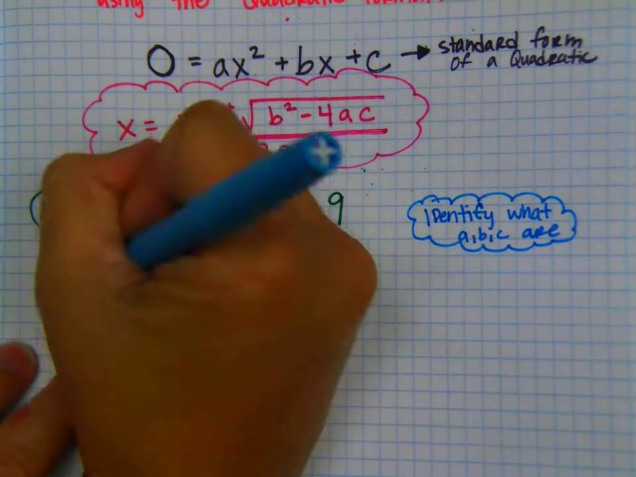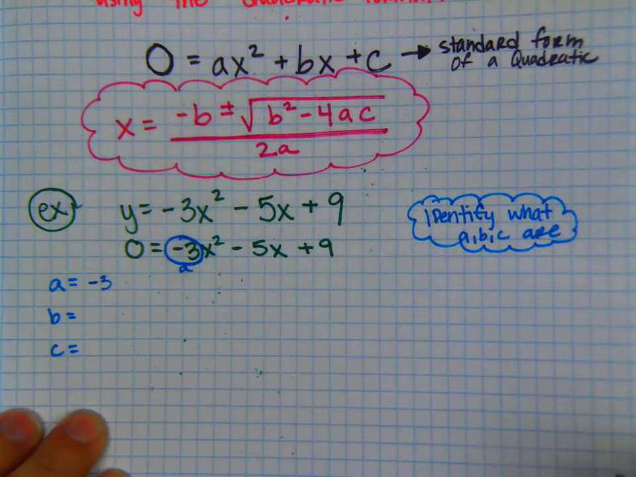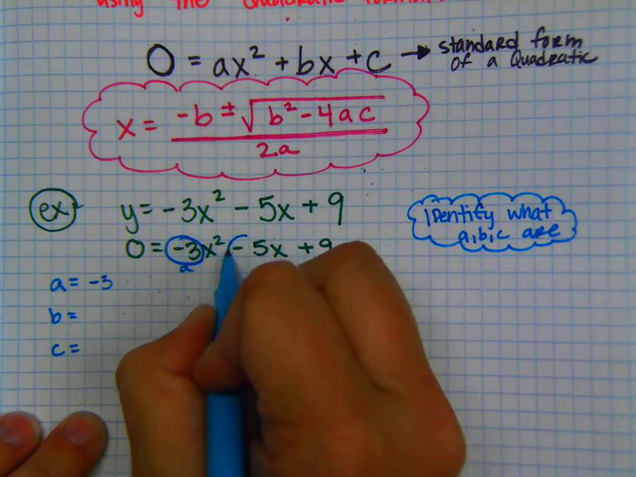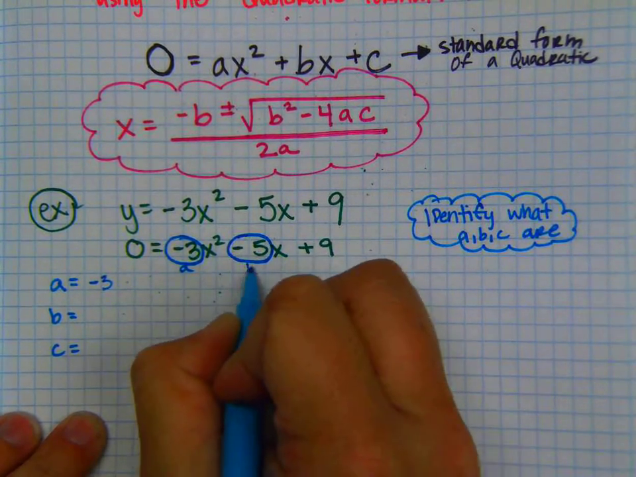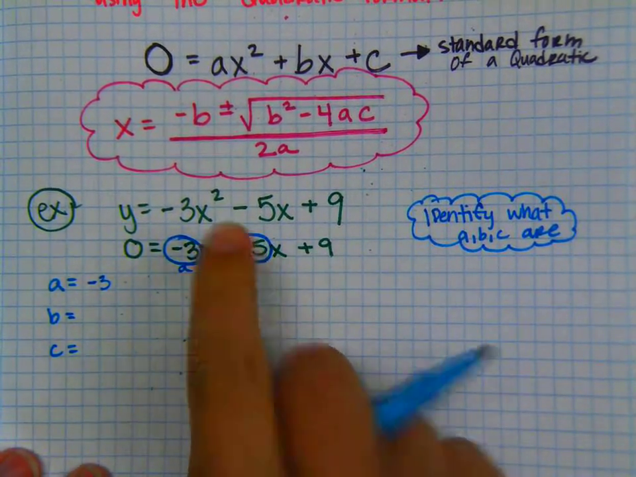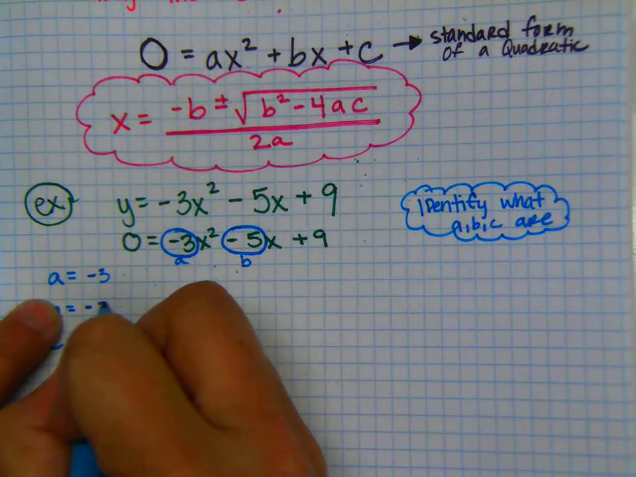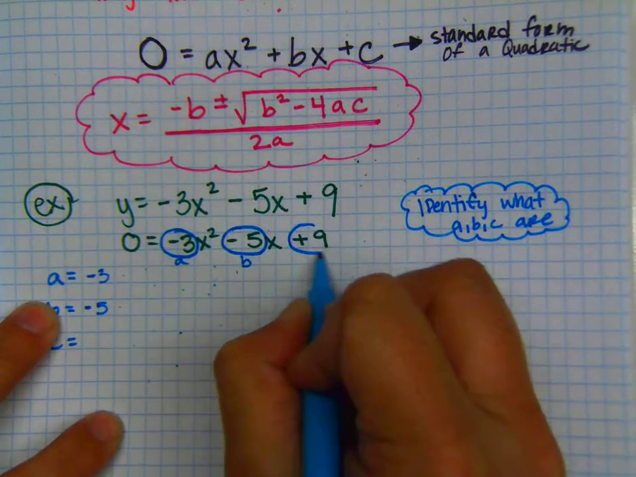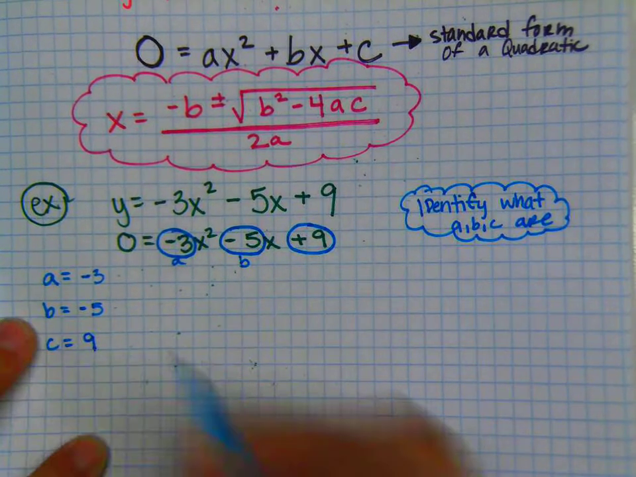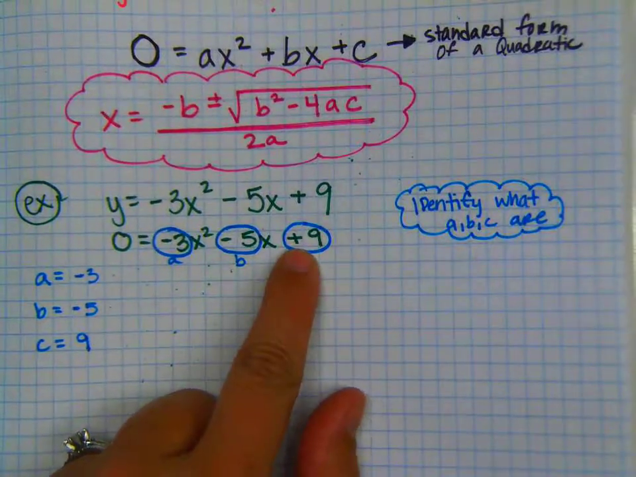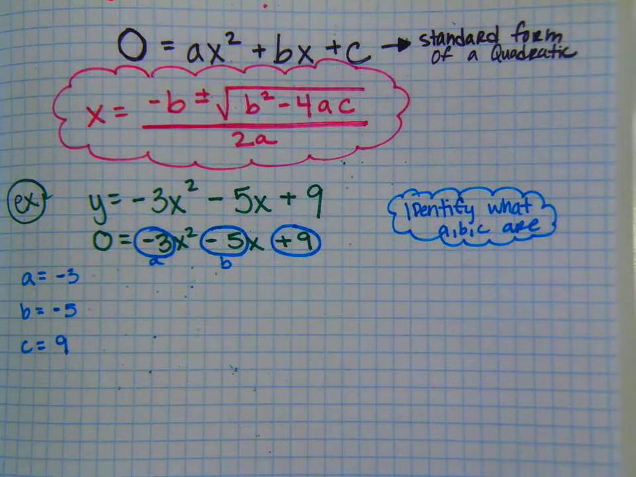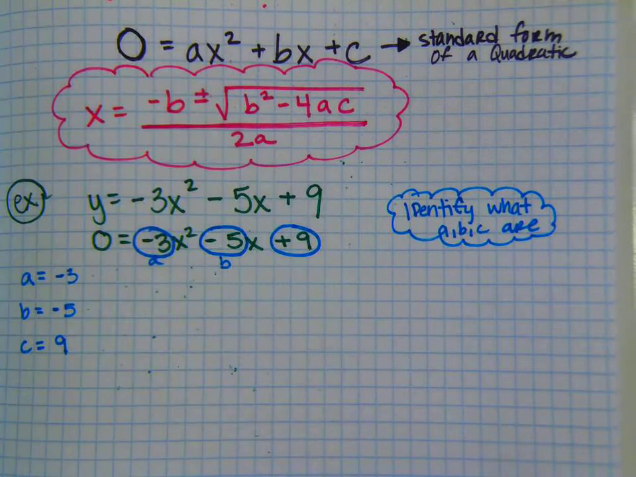So I'm going to write negative 3. What is b? B is negative 5. It is very important that you connect the sign with the number. And then the 9 is the c. You'll notice that again I circled the sign so I knew if it was negative or positive. Now from there we plug in to our equation.